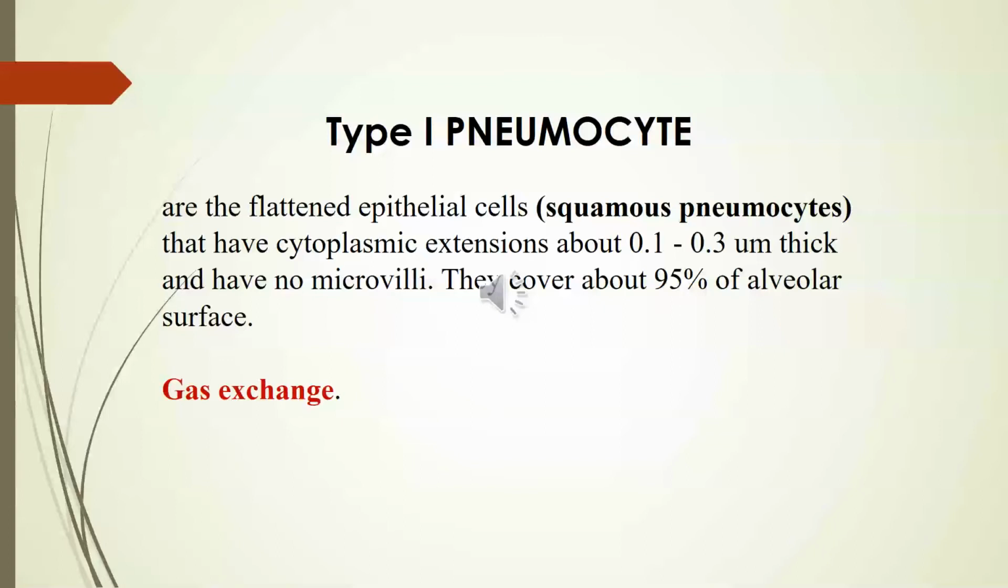Pneumocyte type 1 has no microvilli, so it is a very delicate and very thin cell, covering about 95% of the alveolar surface. This very fine and delicate structure is adapted for its function. Gas exchange occurs between oxygen in the alveoli and the blood in the pulmonary blood capillaries, through the cytoplasm and the basement membrane of the type 1 pneumocyte, as we will discuss later.